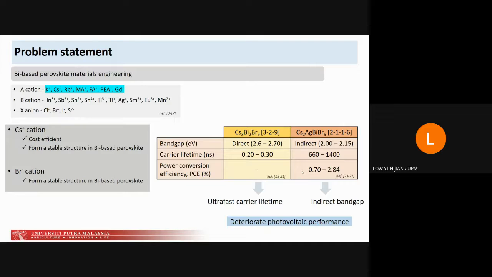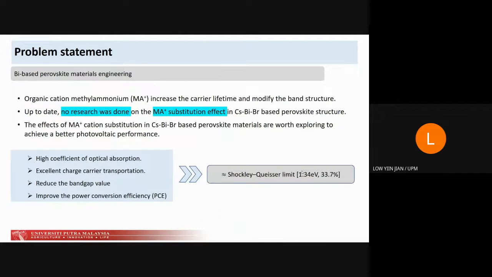And there are two undesired features in the 329 structure and 2116 structure which deteriorate their performance in photovoltaic application. In order to overcome these undesired features in the materials, the organic cation methylammonium, MA+, is favorable for the enhancement of the carrier lifetime and band structure engineering. Also, to the best of my knowledge, no research has been done on the MA substitution effect in the CsBiBr-based perovskite structure up to date.